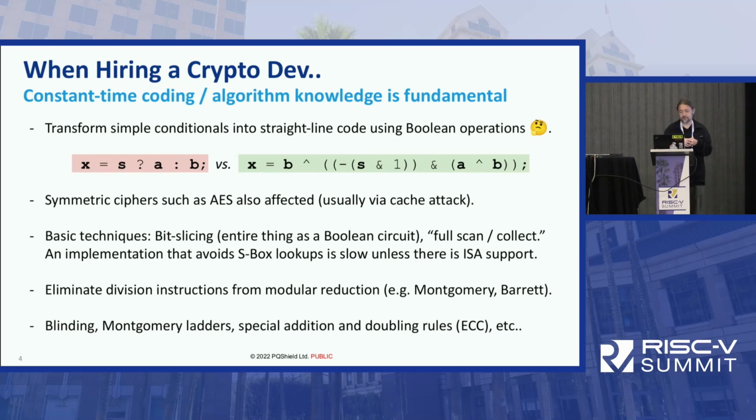Symmetric ciphers would have this. There are basic techniques of transforming table lookups into, let's say, bit slicing operations, so a full scan and collect. For example, if you have a table lookup, you have to scan through all of the possible values and then use this sort of bit manipulation magic to extract the value you want, because the pattern of addresses accessed by the implementation must not depend on any secret value. So that's a standard trick.